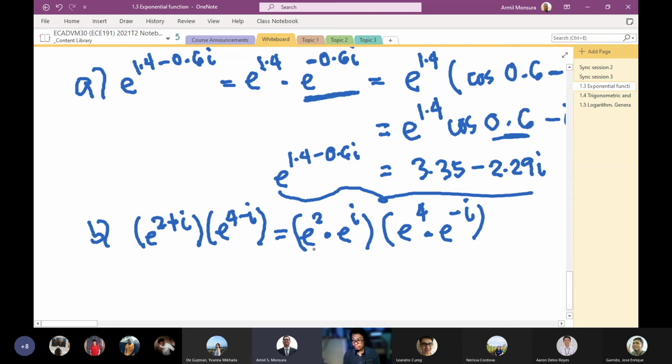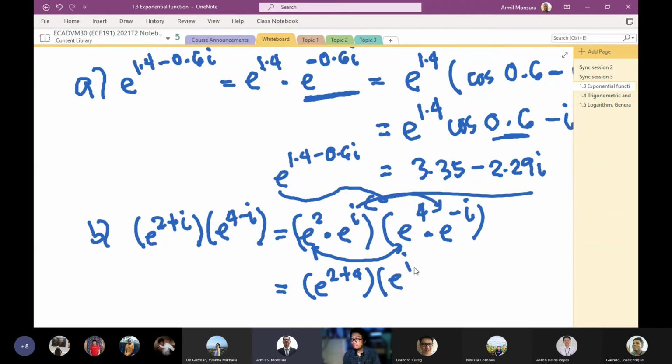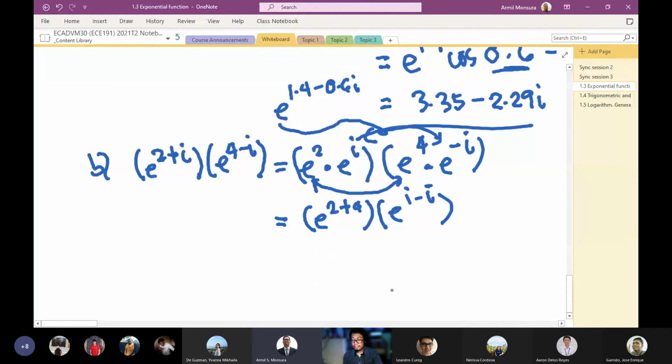That means I can group these and multiply these two, so that should yield E raised to 2 plus 4, again using the properties of exponents. And then I'll multiply this with the product of these two, which is E raised to I minus I. Is that clear?